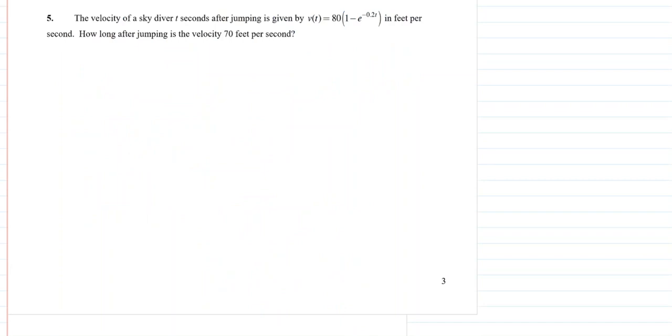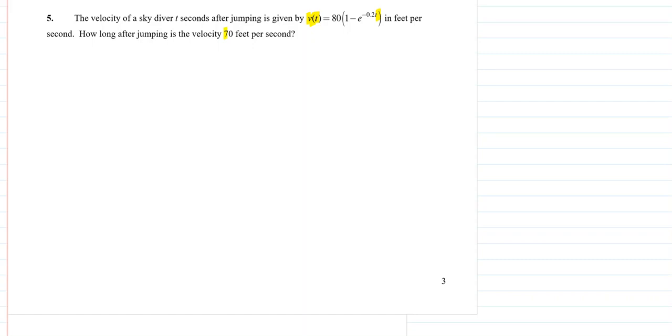We've seen application problems with exponential functions so far where we were given an input. So we have the function, and then we were given an input, and then we had to find the output. Well, now that we know how to solve equations, we can also do it the other way around. We have the output, and then we have to solve for the input, like in this problem. The velocity of a skydiver t seconds after jumping is given by this function, where v of t is in feet per second, so that means t is in seconds. How long after jumping is the velocity 70 feet per second?